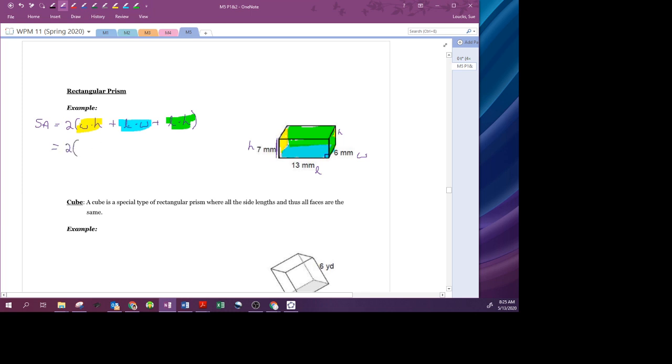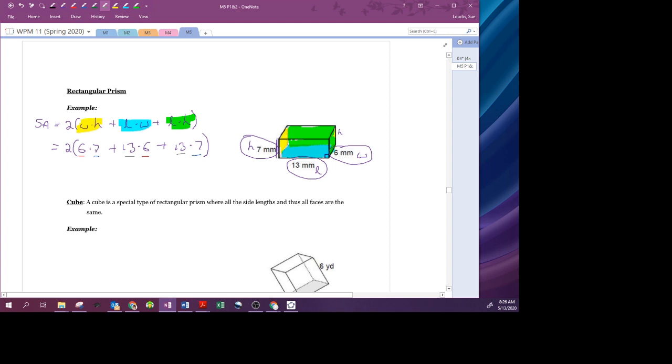So this is going to be 2 times the width, and this is where it's important that you've labeled them on your drawing, because that lets you remember which one you've labeled as which. So the width times the width is 6, times the height is 7, plus the length is 13 times the width is 6, plus the length is 13 times the height is 7. And just as a quick double check, each number should be in there twice. All right, so we've got the 6 and the 6 is twice, and the 7 is in there twice, and the 13 is in there twice.